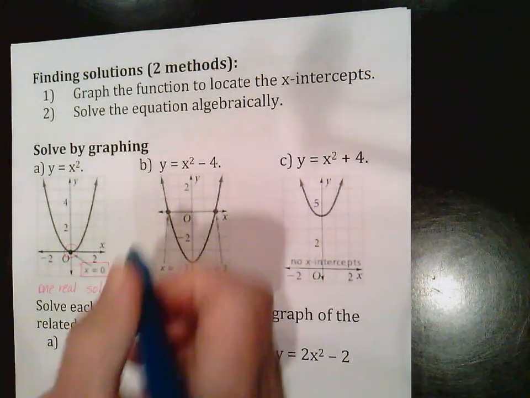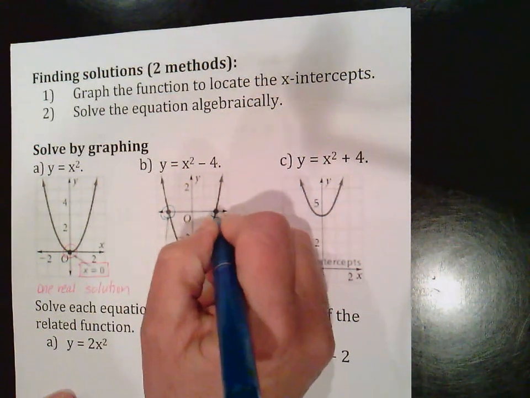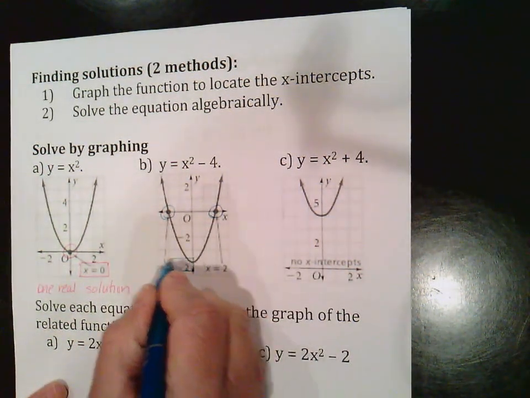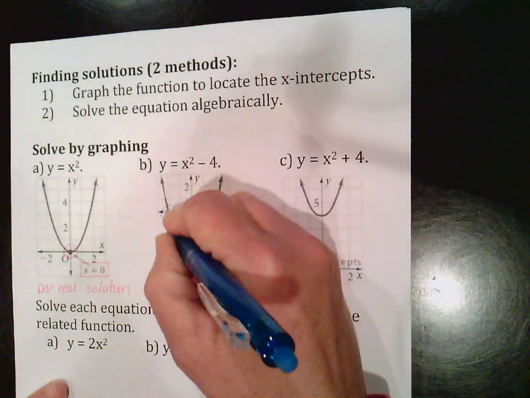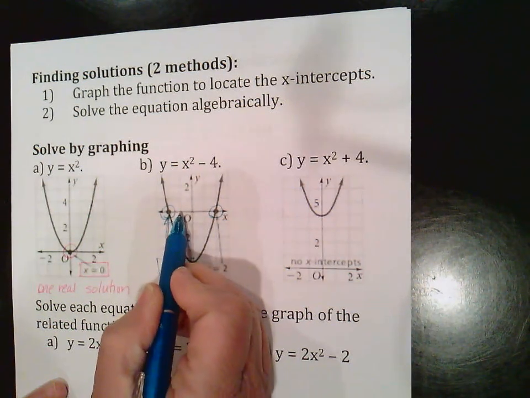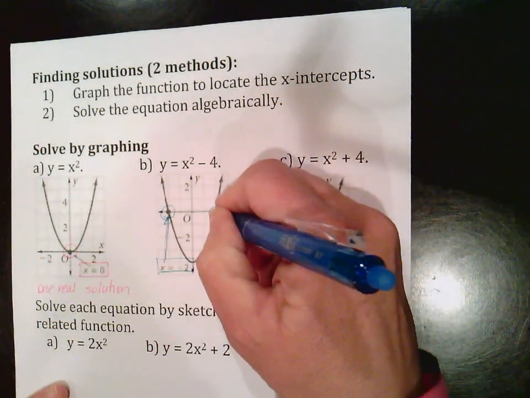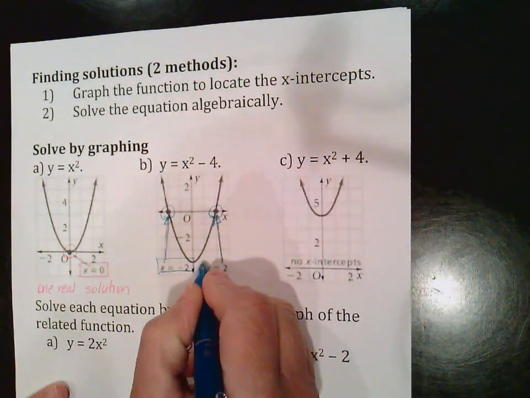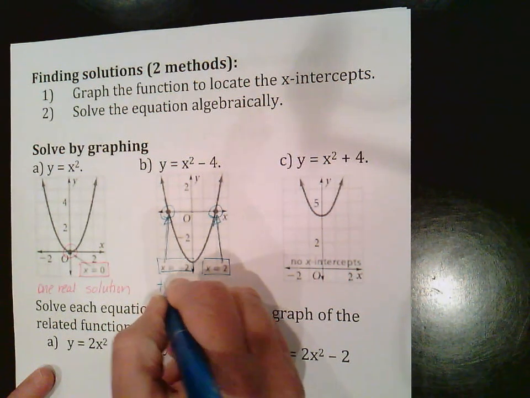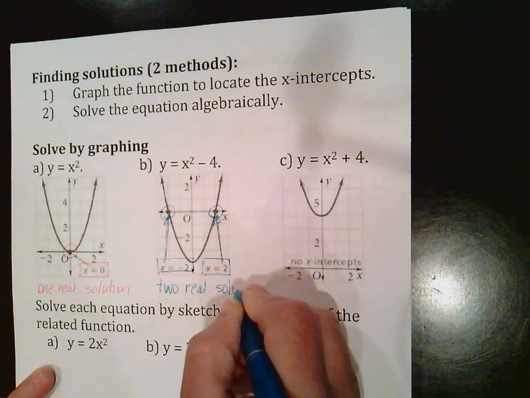On part B, where we have x squared minus 4 graphed, it crosses the x-axis in two places. This first point is where x hits at -2 on the x-axis. That's one solution. The other solution is over here where it crosses the x-axis on the positive side, and that's x equals positive 2. So in this one you can see we have two real solutions.